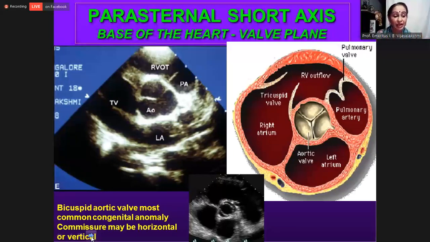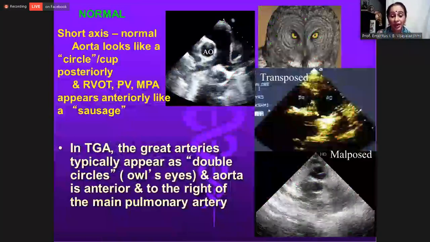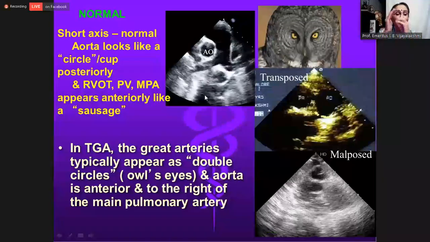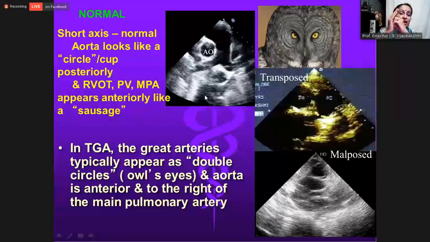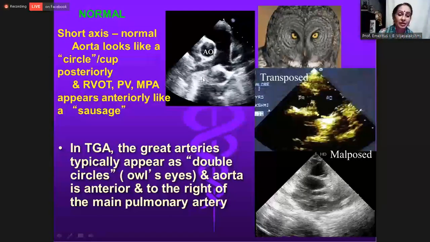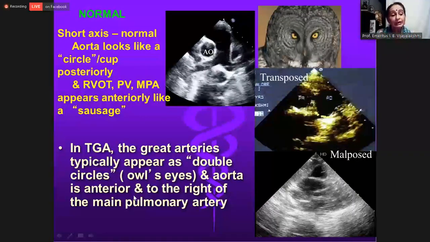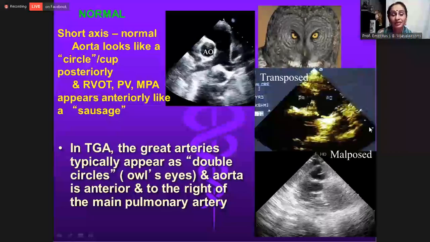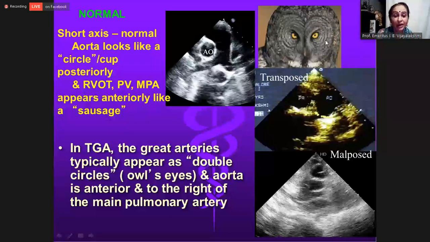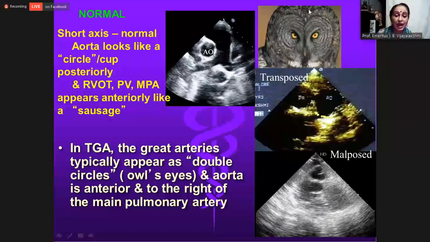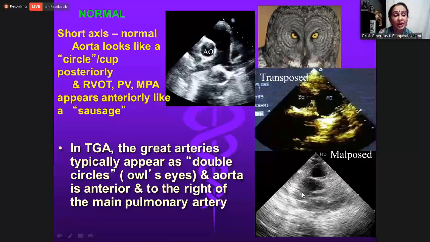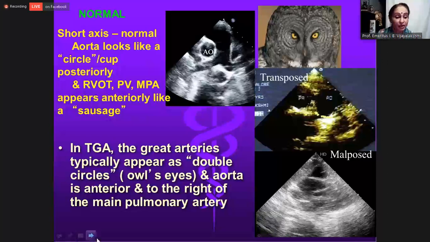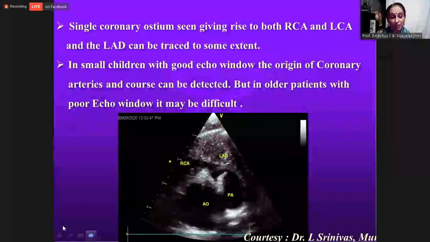The slit can be horizontal or vertical. You can have quadricuspid valve also. In the short axis, normally it is a cup and saucer-like thing. The cup is the aorta and the saucer is the pulmonary artery. But whenever there is a DTGA, you have the side-by-side aorta and pulmonary artery at the same level, called the owl's eye, and you get like two rings like this. And if there is a malposition, there can be anteroposterior position. So the pulmonary artery and the aorta, there may be malposition.